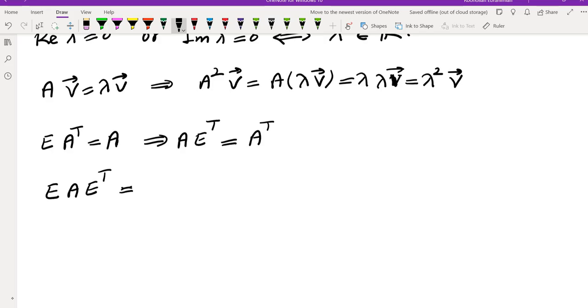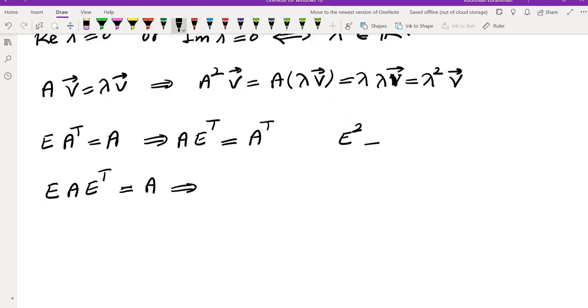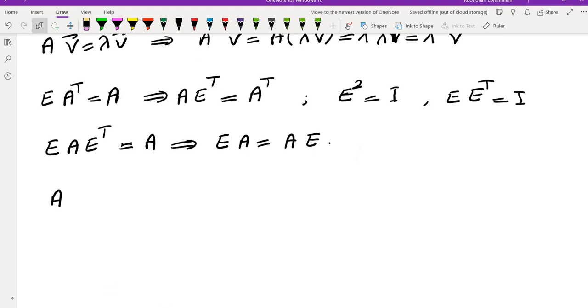transpose equals A. Now what we know is that E is a reflection. So E squared is the same as identity, and also because it's a unitary matrix, E transpose is identity as well. Why? Because the columns of E are just the standard basis. So if you multiply by E on the right, we get EA and AE are the same, but that doesn't really help.